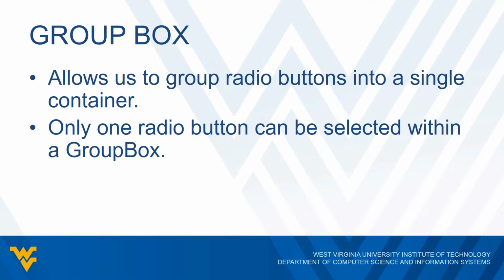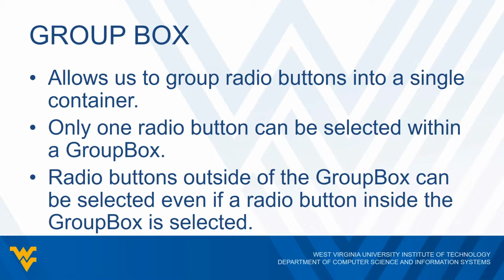Now, what about the other radio buttons? Any radio buttons that are outside of the group box can be selected even if we have a radio button inside the group box picked. So the group box is just saying among this set of radio buttons, only one of these can be picked. If I have other radio buttons, I could pick any of those as well, along with the ones that are picked in the group box. In fact, it's very common to have applications where you would have several group boxes, each of them have different radio buttons, and within each of those groups, you would pick one radio button for each group.